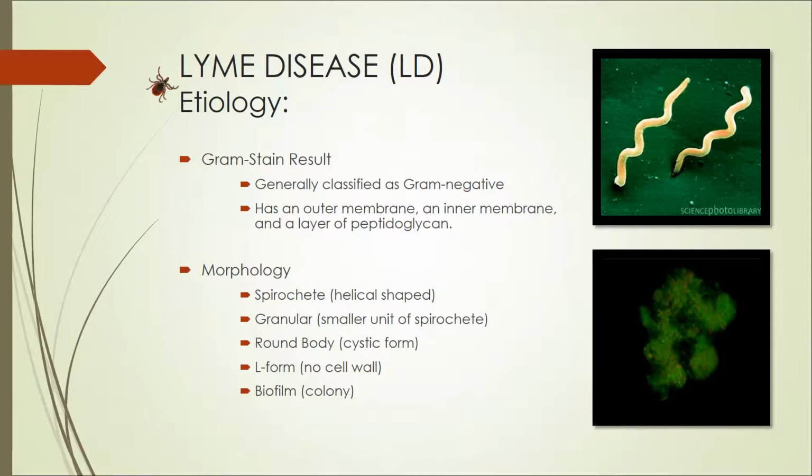Borrelia burgdorferi is most commonly known to have a spirochete or helical-shaped form, as shown in the top right. Recent research has shown that it can also morph into other forms, including granular, which are smaller units of the spirochete, round body, which is the cystic form, L form, which has no cell wall, as well as form biofilms, or colonies, which is pictured at the bottom right.